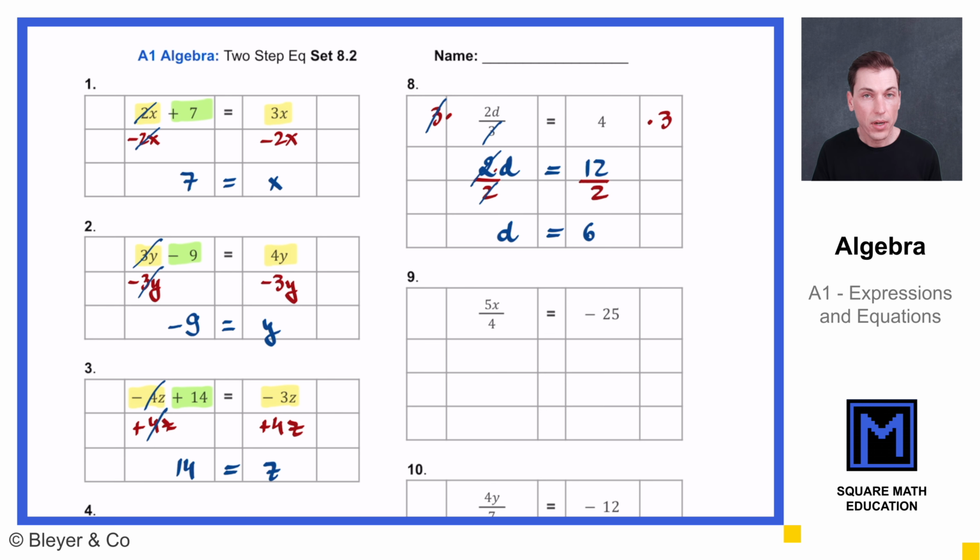Next equation, looks exactly the same. 5 times x, then divide by 4.